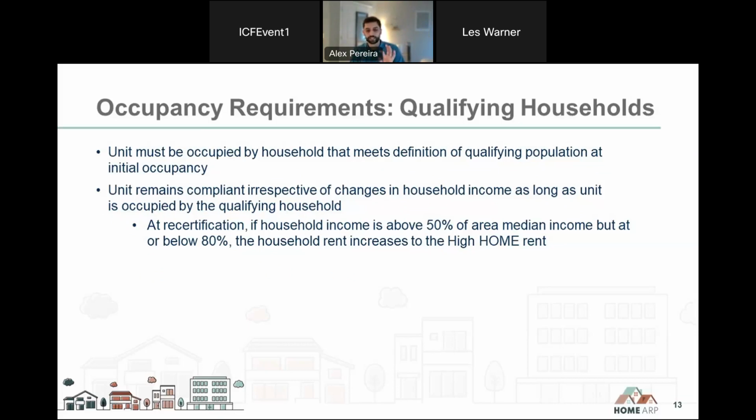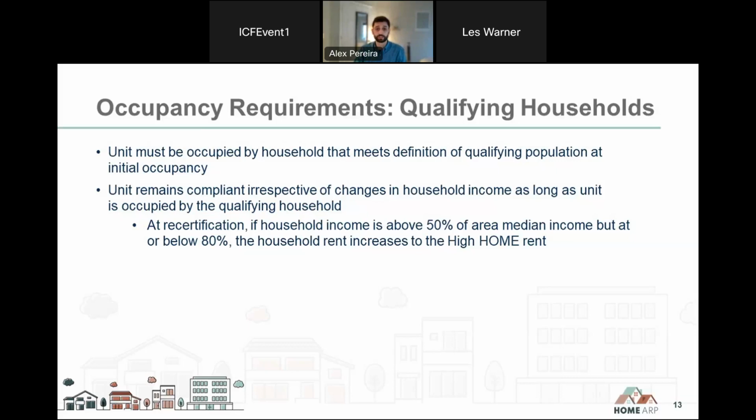This is the most clear when you think about QP number 1. So those are folks that are literally homeless. Once they are housed in a HOME-ARP rental housing project, they're of course no longer homeless and don't technically meet the definition anymore. But that doesn't mean that they're no longer eligible to occupy QP units. As long as they've met that definition of a QP at the initial occupancy, then throughout the life of that project, they can remain housed in a QP unit.